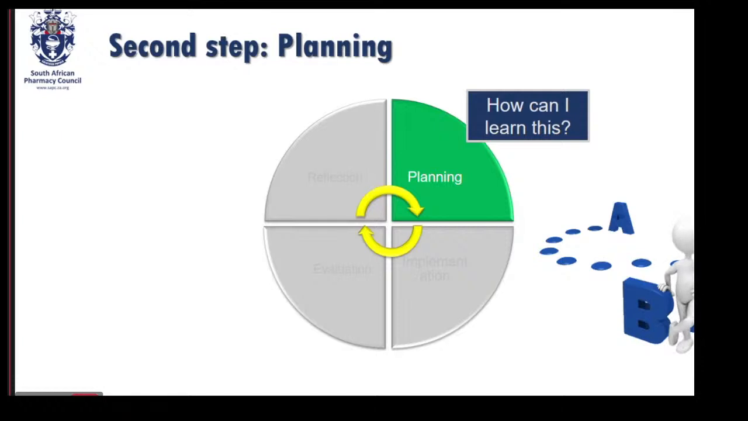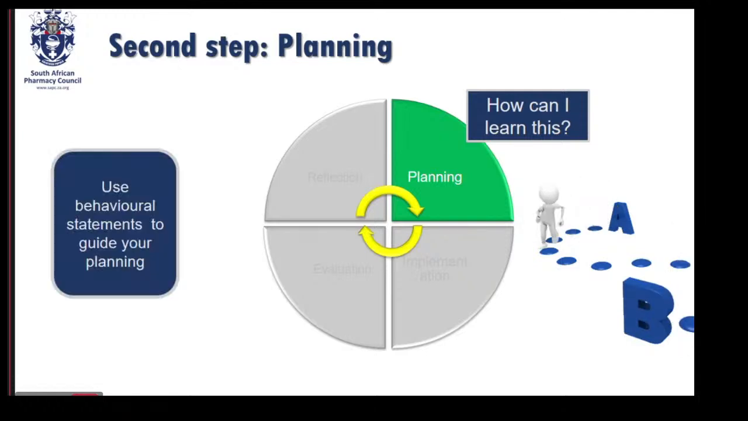So now that we know what we want to learn, so we have identified the need and we know there's something that we need to learn. The next step is we're going to plan how we are going to learn this, or how are we going to achieve this learning need, and that is planning. So planning is how can I learn this, and you can use the behavioral statements to guide your planning.